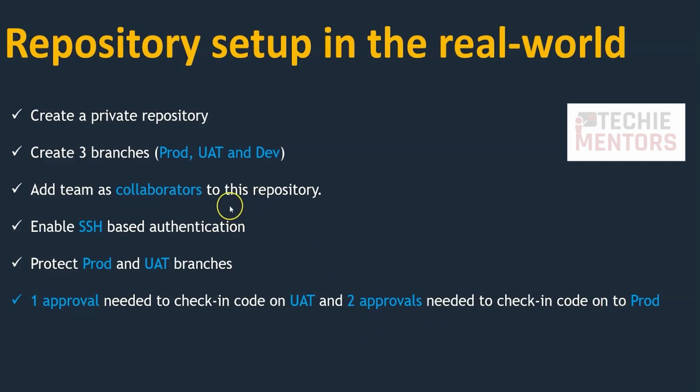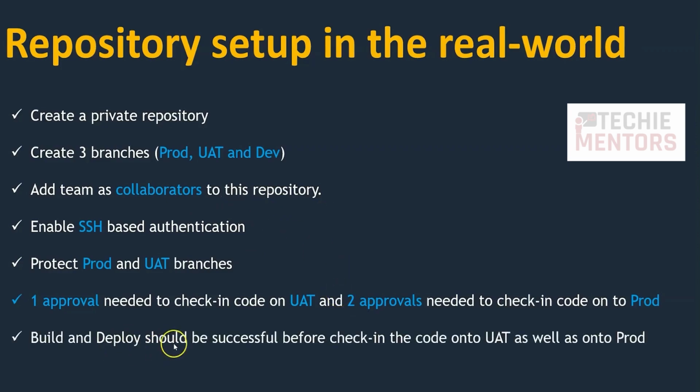So this we are going to add with the collaborators. I have already discussed collaborators in our previous sections, right? Next, build and deploy should be successful before checking the code onto UAT as well as prod. Assume that I have pushed my code onto the dev environment. From the dev environment, I will build and deploy it on the dev system. Once it is successful, then only I can check in my code onto UAT. In a similar way, on UAT also, I will do build and deploy. If it is successful, then only I will check in my code onto prod. That is how we can make sure that working code is moving on to production.